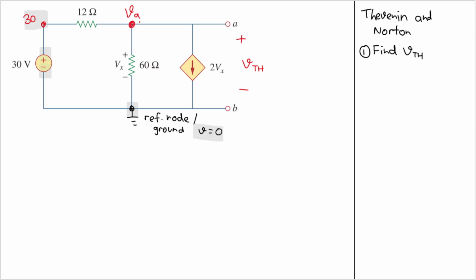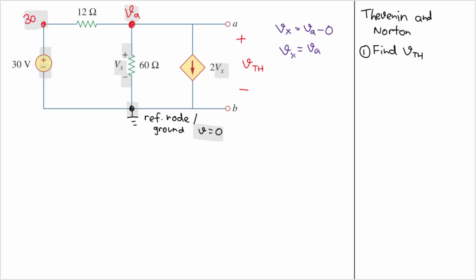Now what more information can we infer from the circuit? We have this dependent source on Vx. And what is Vx? Vx is the difference between its positive terminal, which is VA, minus its negative terminal. It's connected to the ground, so I will have VA minus 0, and that will be VA. So we'll have Vx equal to VA.